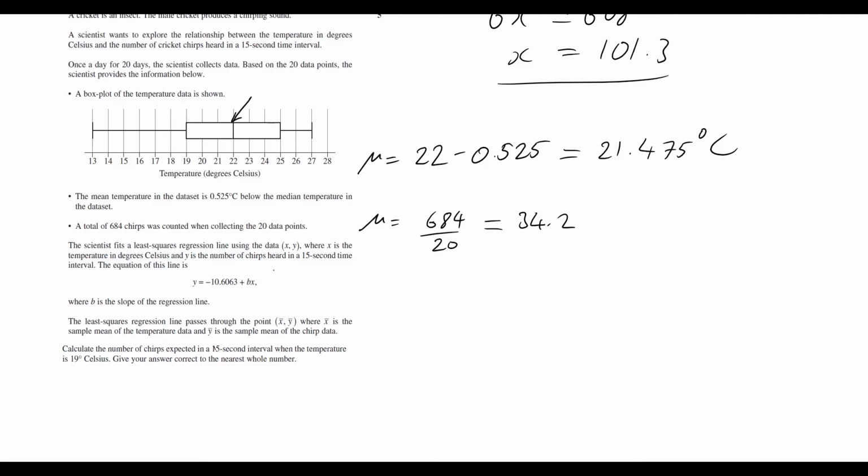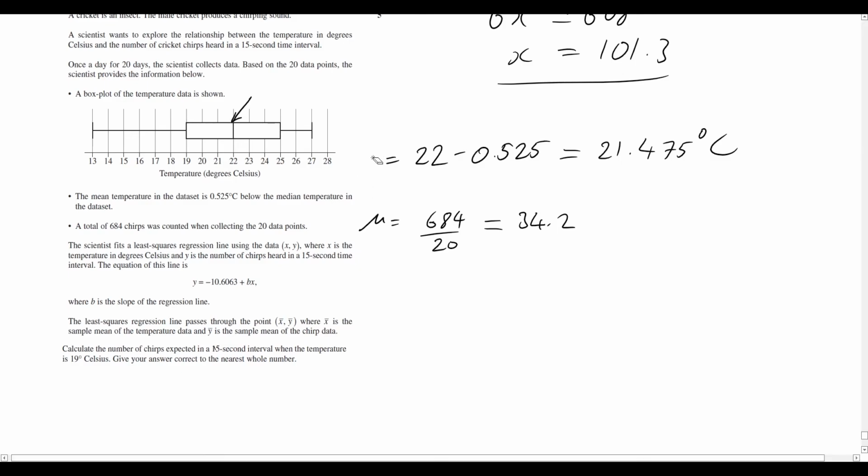Okay, cool. Let's continue. So the scientist fits a least squares regression line using the data x, y, where x is the temperature in degrees Celsius and y is the number of chirps heard in a 15-second time interval. So we have this equation here, where b is the slope of the regression line. Okay, so one thing to note now is that we've assigned the degree Celsius to be the x variable and the number of chirps our y variable.